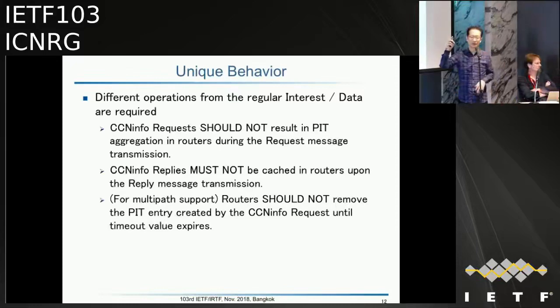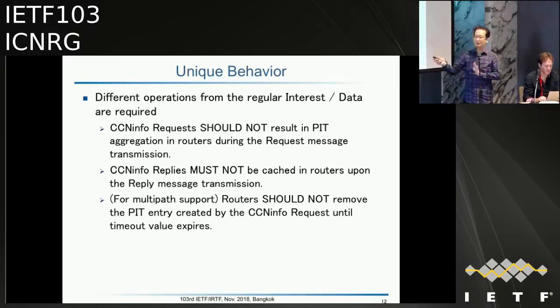So I go back. Different operations from the regular interest and data are required. CCN Info requests should not result in PIT aggregation in routers during the request message transmission, and CCN Info replies must not be cached in routers because it's something like a measurement tool. And for multipath support, routers should not remove the PIT entry created by a CCN Info request until the timeout expires. This is a unique point. It means that even though you receive one request, if you want to fully discover the potential paths for getting some specific content, then your PIT entry cannot be removed. Of course there is a timeout, so finally some messages may be discarded because of the timer's expiration. But because there is a timer, you have the potential to receive multiple replies from upstream routers.